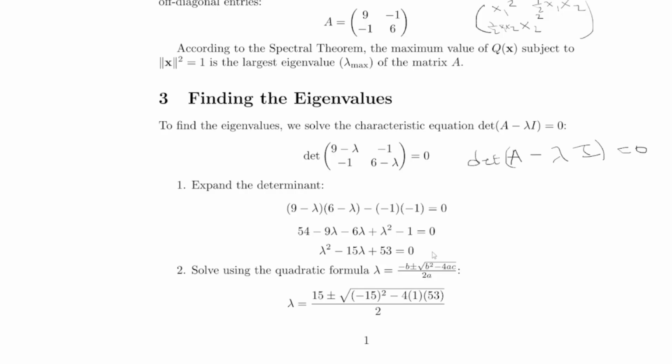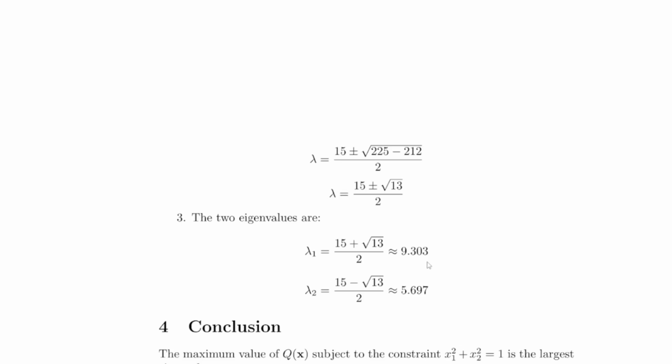Simplifying this, we get lambda squared minus 15 lambda plus 53 equals 0. In order to solve for lambda, we have to use the quadratic formula. When we do that, we get two different answers: 15 plus root 13 over 2 and 15 minus root 13 over 2. But we said that we want to choose the one with the greater lambda. Clearly, that's going to be lambda 1, so 15 plus root 13 over 2. So that's going to be the maximum value.